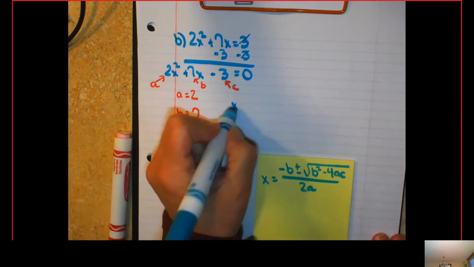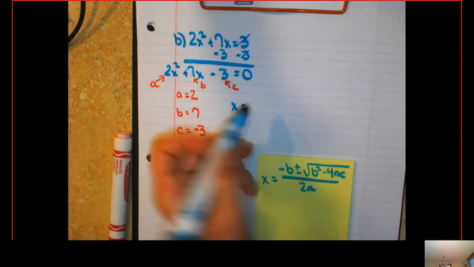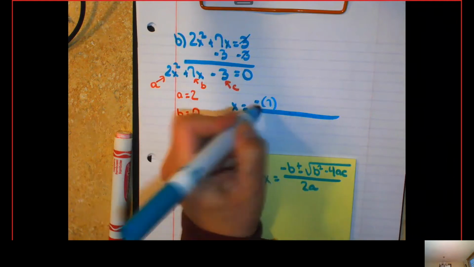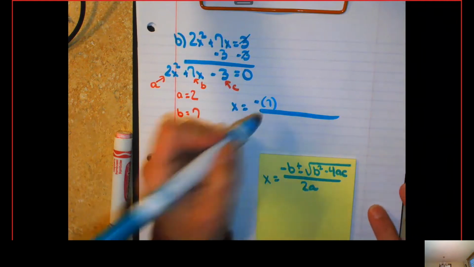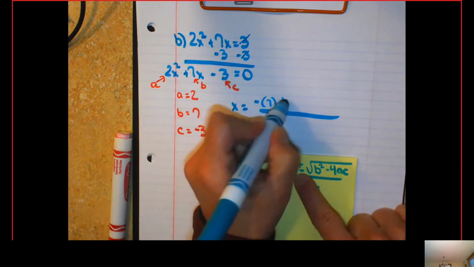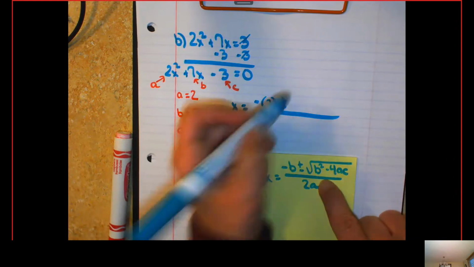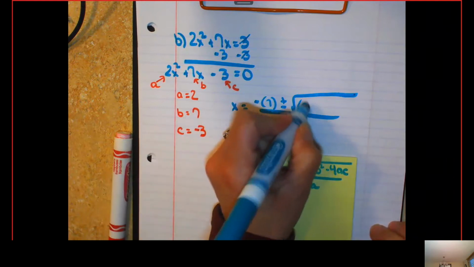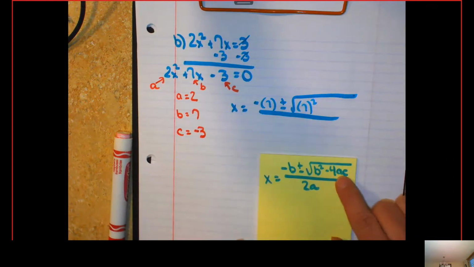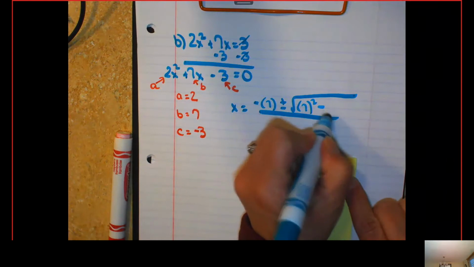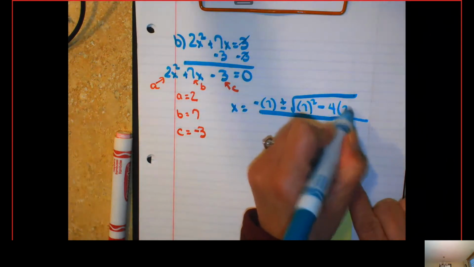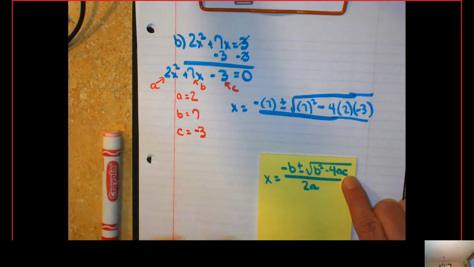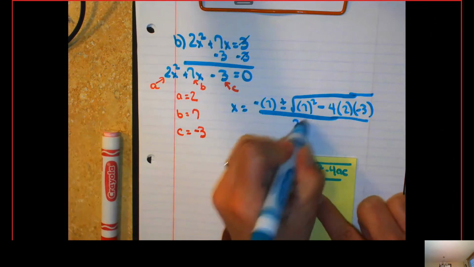So we have x equals, instead of negative b, I'm going to bring over the negative, and the 7's next to it. I'd like to put it in parentheses just until I'm done simplifying. Then I have plus or minus under the radical. Instead of b squared, we're going to put 7 squared. Minus 4 times a times c becomes minus 4 times 2 times negative 3. There's my a and my c. On the bottom, instead of 2 times a, it's 2 times 2.